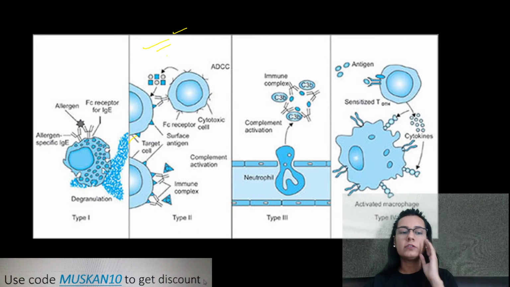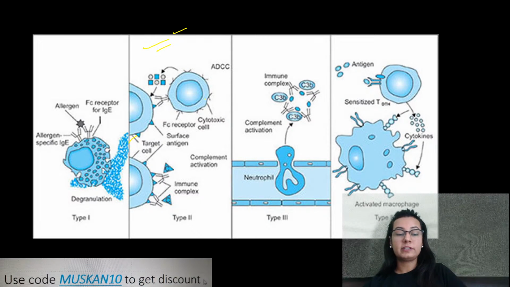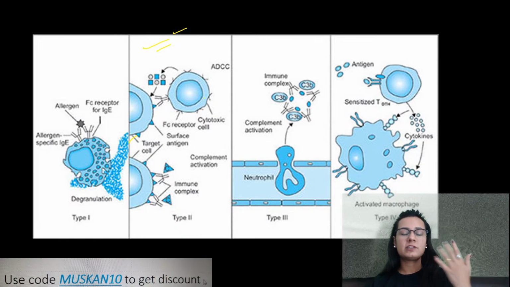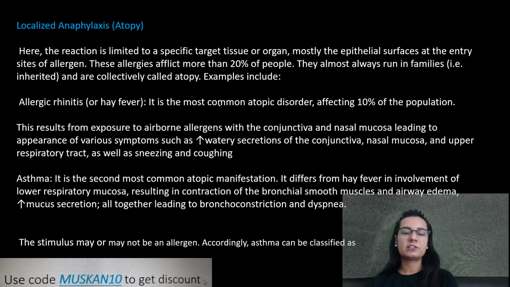Now the mechanism of type 1 we've already seen, so I will not repeat it. We have already revised this 2 to 3 times. सब कुछ mnemonic से हो जाएगा. Just remember the mnemonic 1 2 3 4 5 and ABC. उसमें पूरा type 1 reaction आ जाएगा.